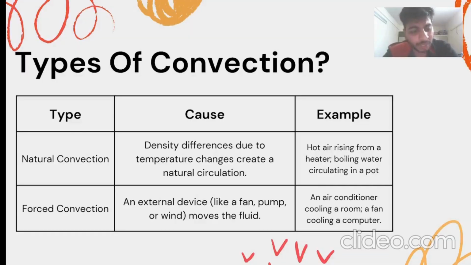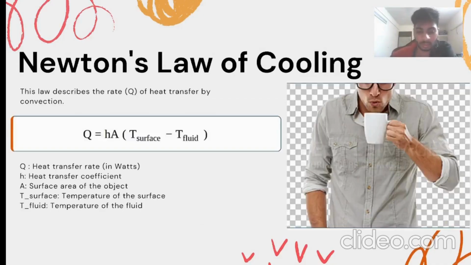Now, there are two types of convection, natural and forced. In natural convection, the movement happens on its own due to temperature-induced density differences, while in forced convection, an external force like a fan or a pump moves the fluid. Hot air rising from a heater is an example of natural convection, and an air conditioner cooling a room is an example of forced convection.